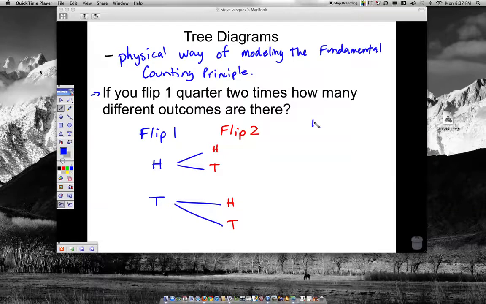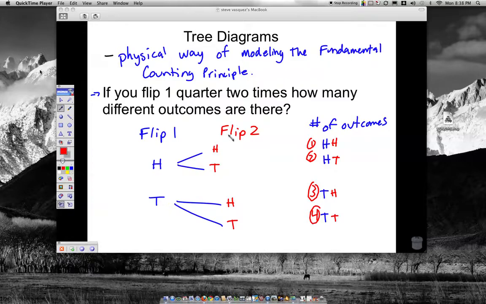And then I can count the total number of outcomes by writing down my possibilities. I could flip heads, heads. I could flip heads, then tails. I could flip tails first, and then heads. Or I could flip tails first, and then tails. So I have a total of 4 possible outcomes. As you can see, 1, 2, 3, 4 possibilities of flipping a quarter 2 times.